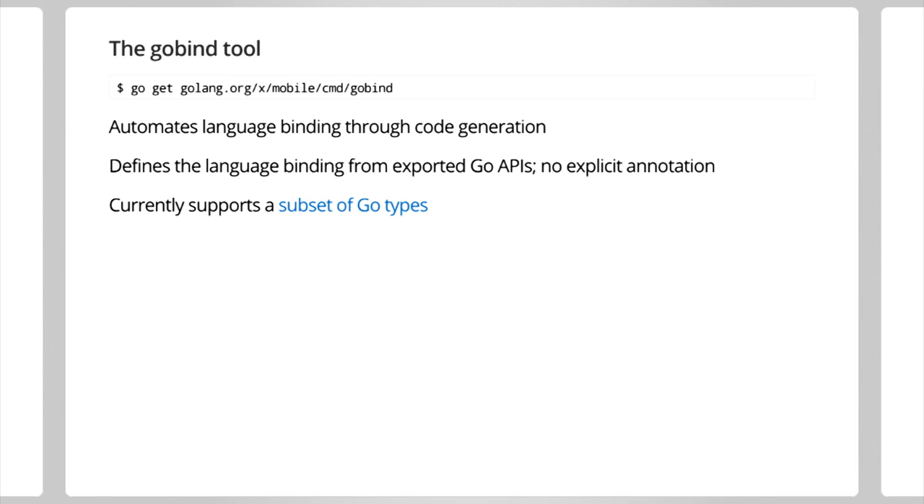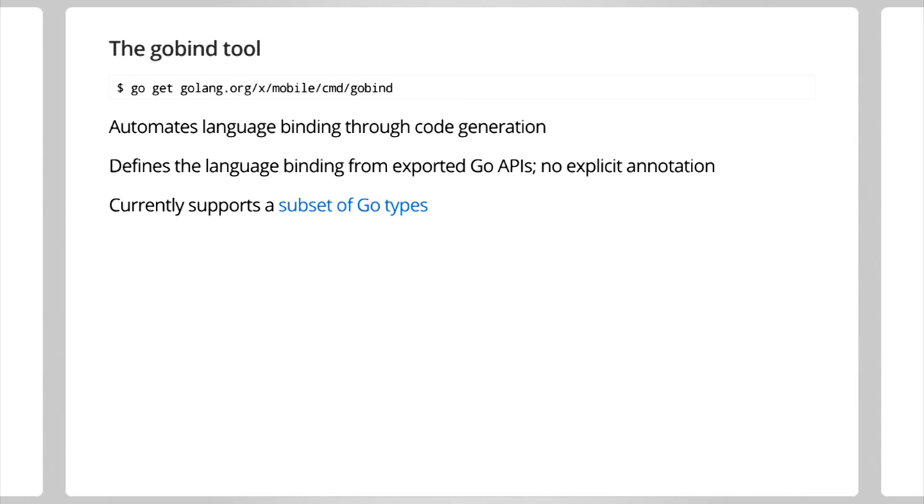You can go get this tool. But later, I will tell you a better solution, by the way. Basically, the purpose of this tool is to automate language bindings through code generation. What it means is you write a simple Go package, and this tool will generate the language bindings from the exported Go APIs of this package. There is no explicit annotation. There is no special syntax, just write a Go program. And then this tool will take care of it.